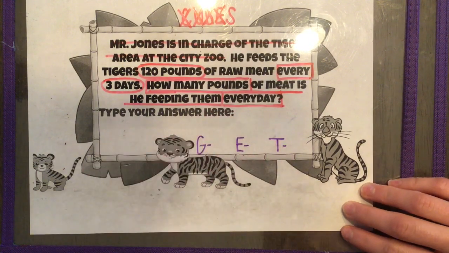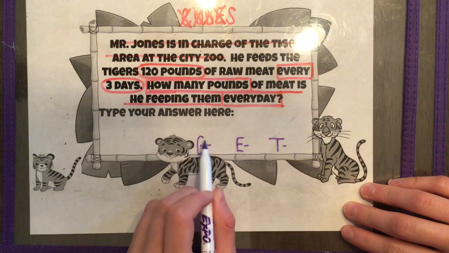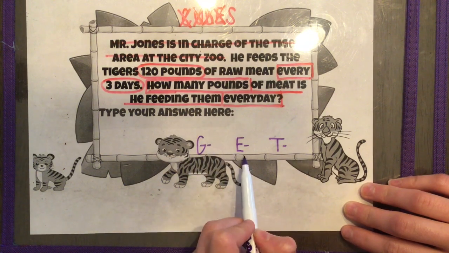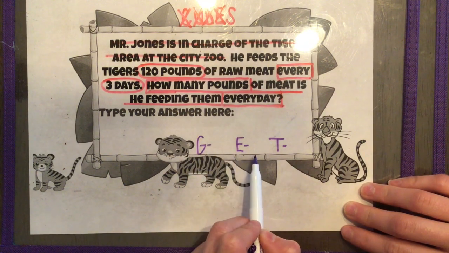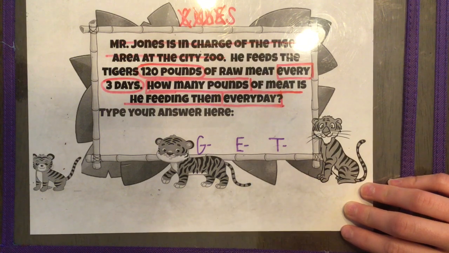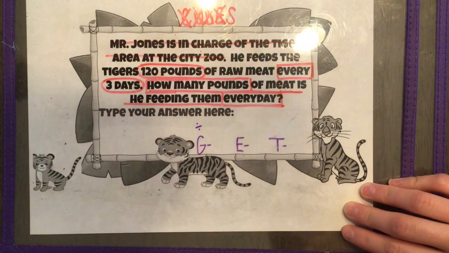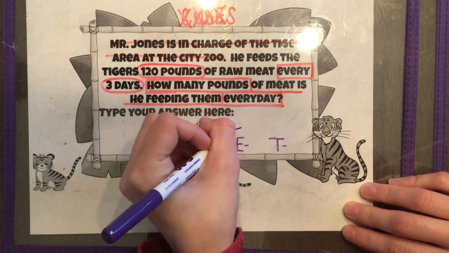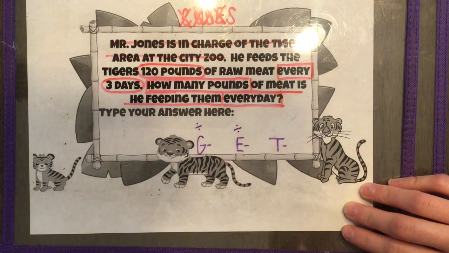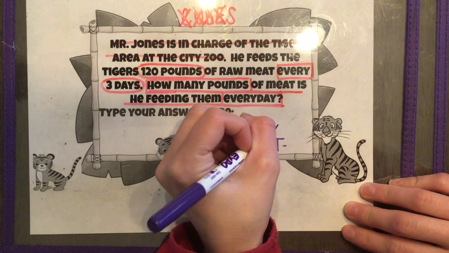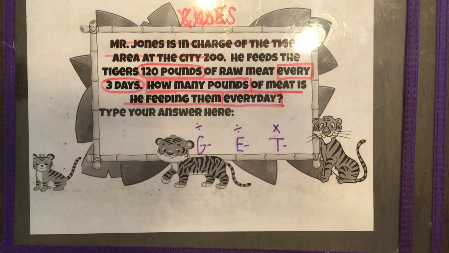Okay, and remember the G stands for the groups or the number of groups we have. The E stands for the number in each group, and the T stands for total. Now remember, if we're looking for the groups, we're going to divide. If we're looking for the number in each group, we're also going to divide. But if we're looking for the total, then we're going to multiply. Okay, so let's look back at our problem and plug in our numbers into our GET strategy, okay?